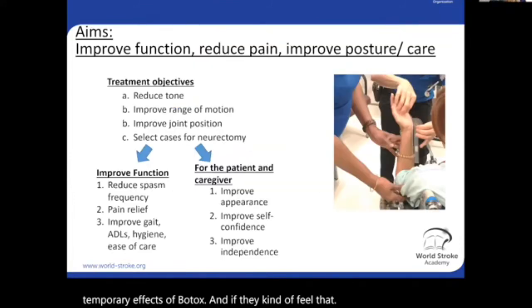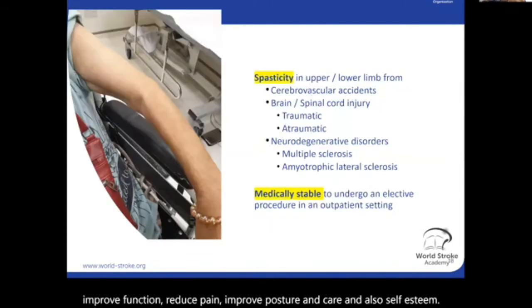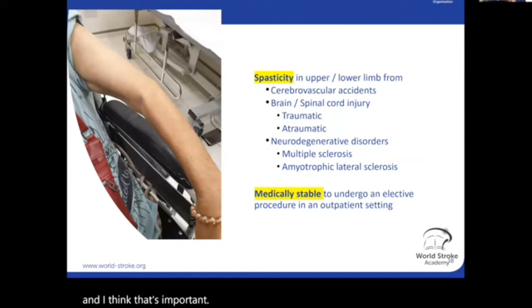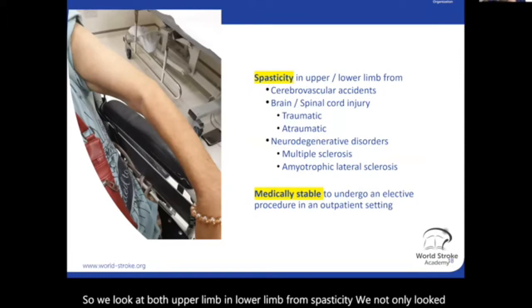I won't spend too much time on this. So these are our aims. We're trying to improve function, reduce pain, improve posture and care, and also self-esteem. And I think that's important. So we look at both upper limb and lower limb spasticity. We not only look at those with stroke, we also manage those with brain and spinal cord injuries, and some with focal dystonia from psychiatric medication.